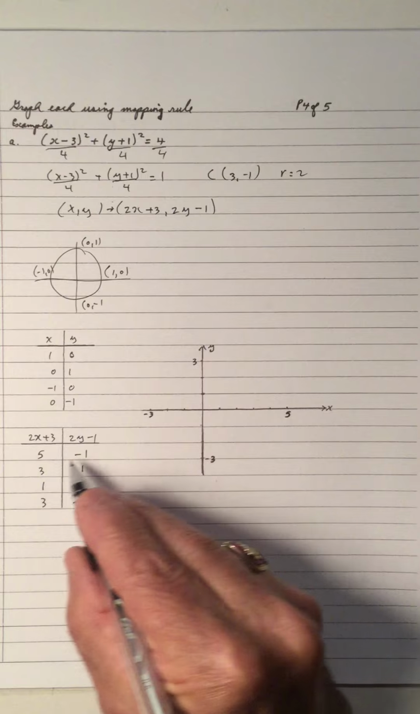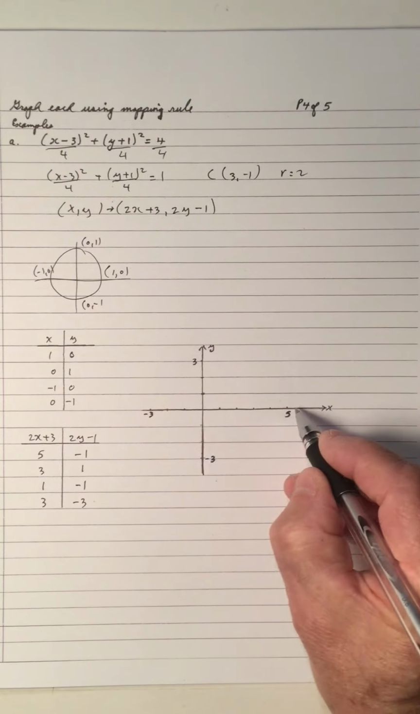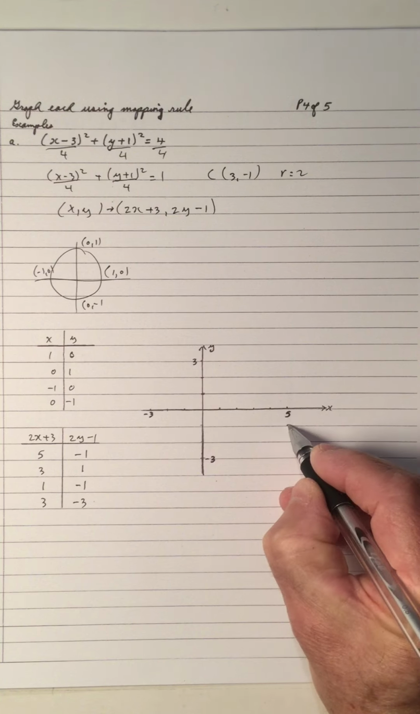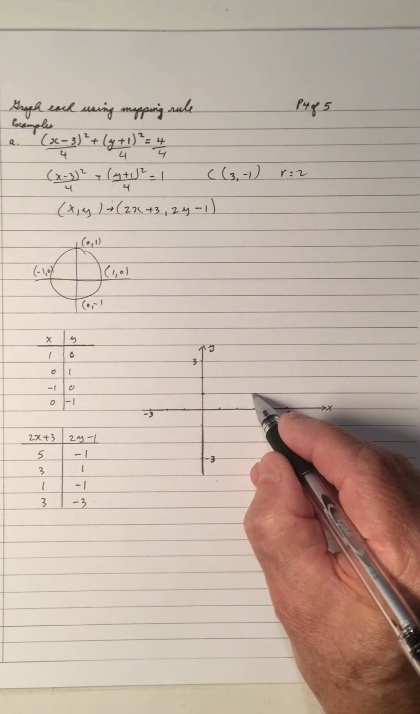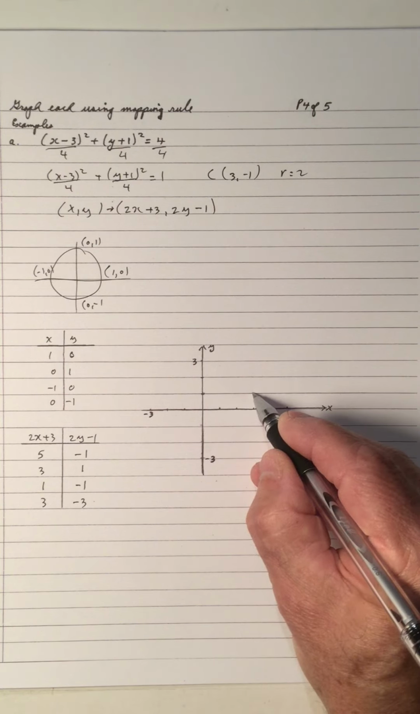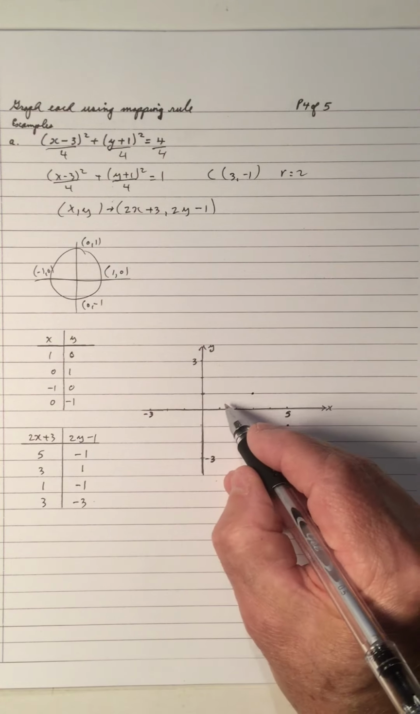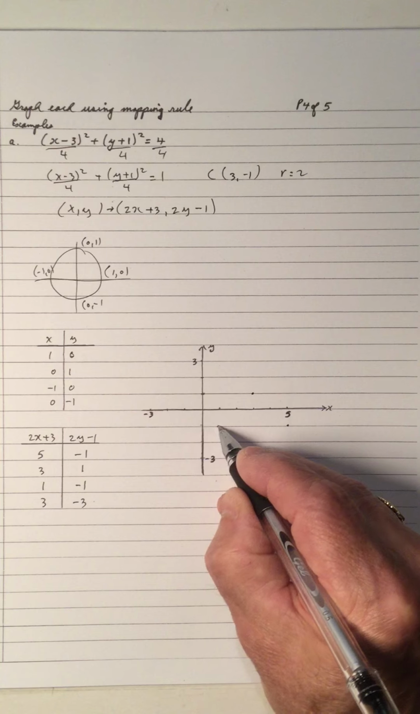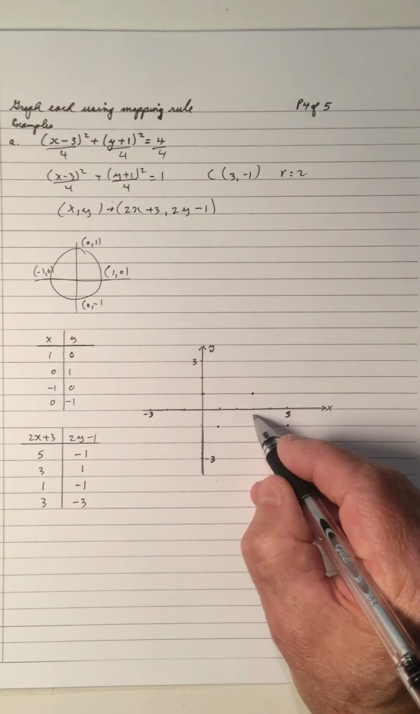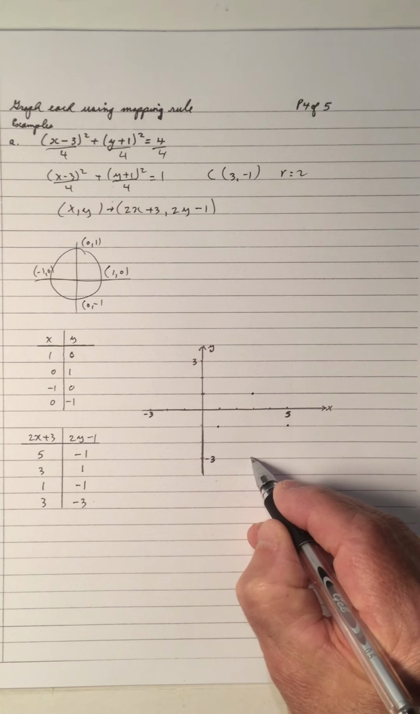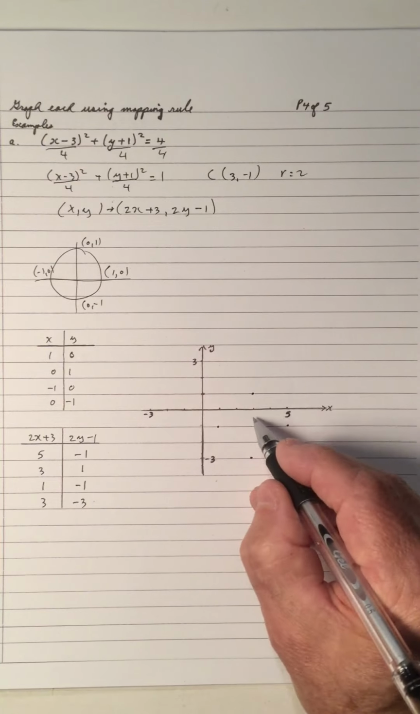Let's see what happens. So we have the point 5, negative 1. So there's 5, and there's negative 1. And we have 3, 1. X is 3, y is 1, which is right there. We have x is 1, y is negative 1, right here. And we have x is 3, y is negative 3. So there's the circle. And notice the center is 3, negative 1, which is right.